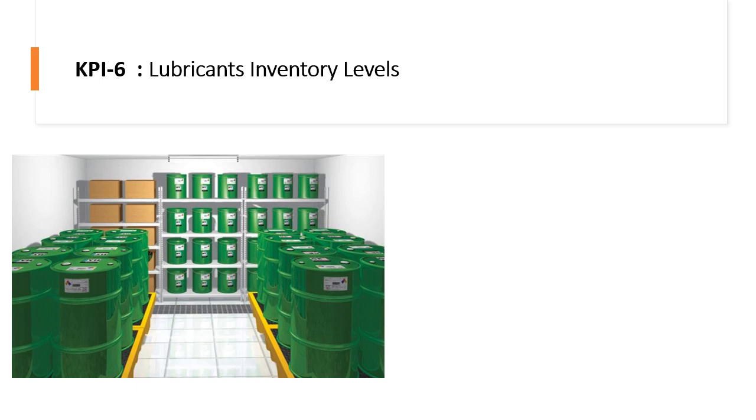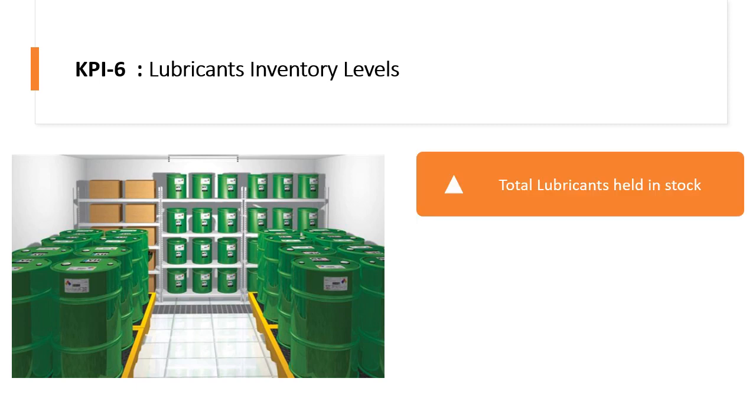The sixth KPI is the lubricants inventory levels. This means keeping a very small lubricant inventory in our store yard in order to avoid the business's money getting blocked in the storeroom inside our oil barrels. The first thing is total lubricants held in stock. The amount of lubricants held in stock should be as minimal as possible.